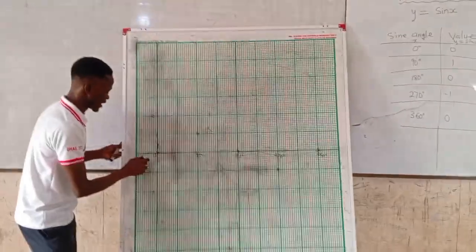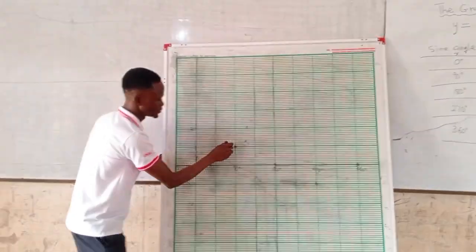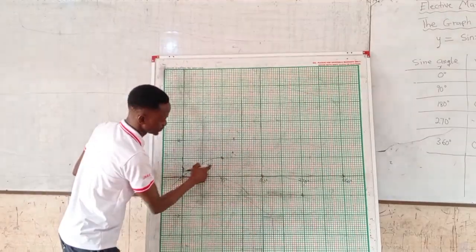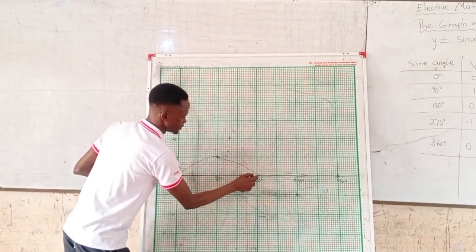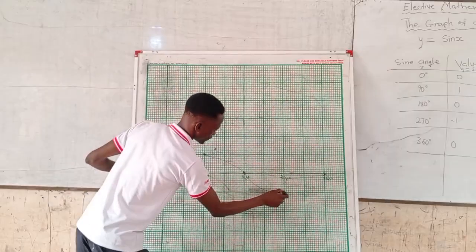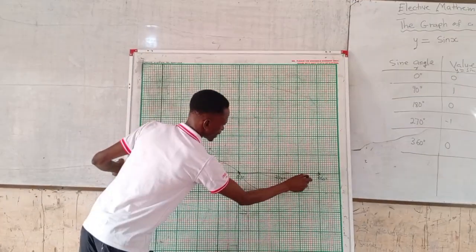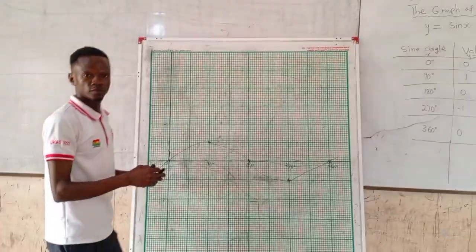So from here, the line passes through the origin. It's like a curve through here. Then from here, it will go to the 180. It goes this way. From here, it goes down to here. Then from here, it goes up to here. Then it goes on and on.